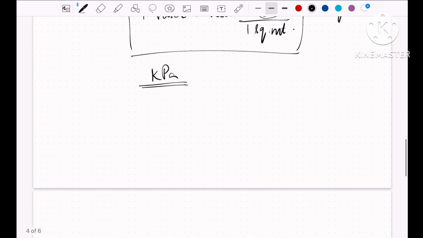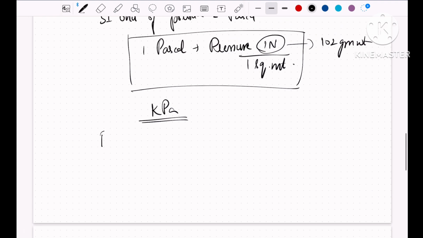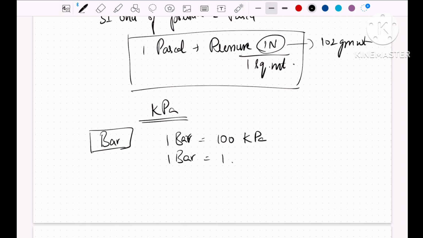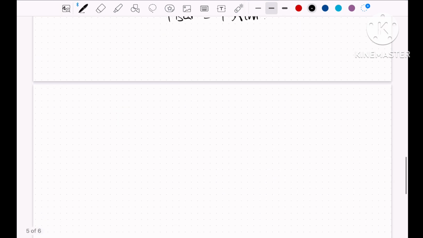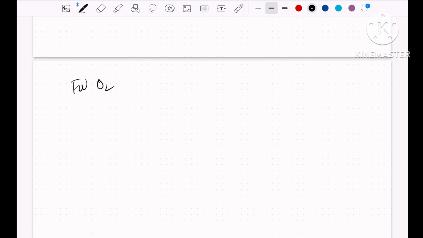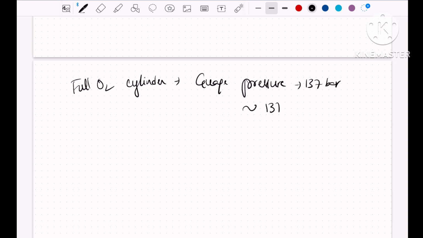And in anesthesia machines, in oxygen cylinders, we also hear the term bar. 1 bar is equal to 100 kilopascals. This conversion is very important. And 1 bar is approximately equal to 1 atmosphere. So when a full oxygen cylinder shows a gauge pressure of 137 bars, it means it approximately has 137 atmospheres of pressure.